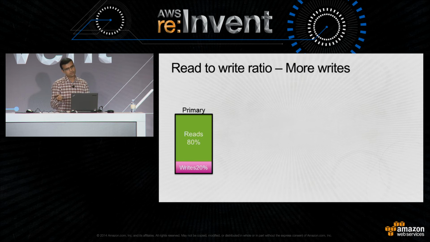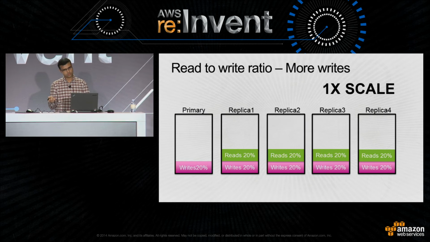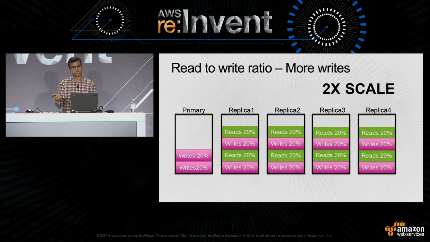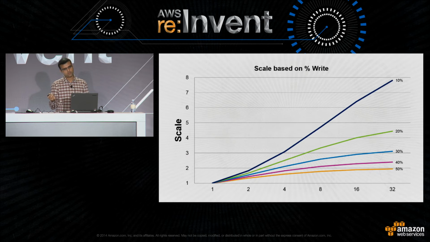Another example is what if an application has more writes than the previous one? So 20% writes versus 10% writes in the previous case. You can still use the same approach, 4 replicas, and scale it 2 times. So here you're able to scale it twice as opposed to 3 times in the previous example. So here is a chart that shows how much scaling you can get based on the write percentage of your workload as you increase the number of replicas.